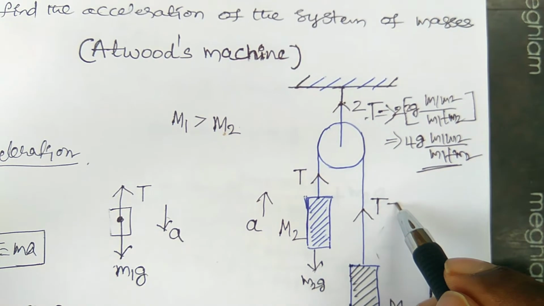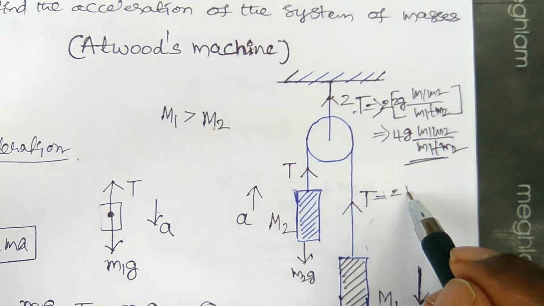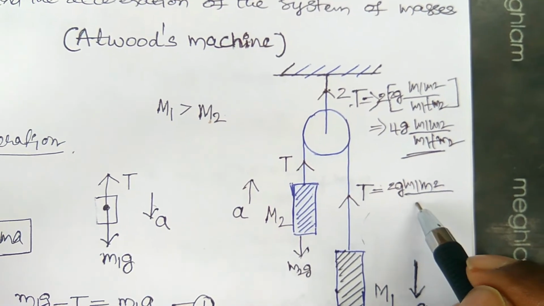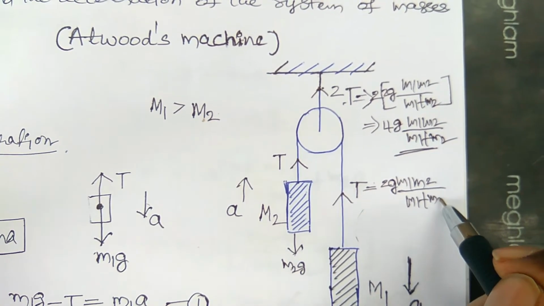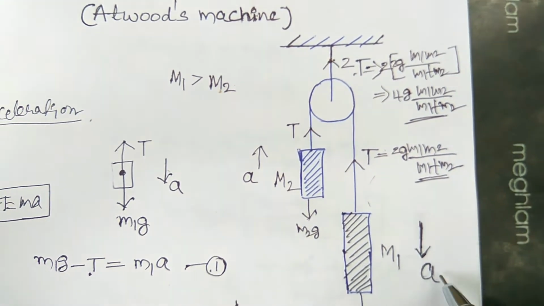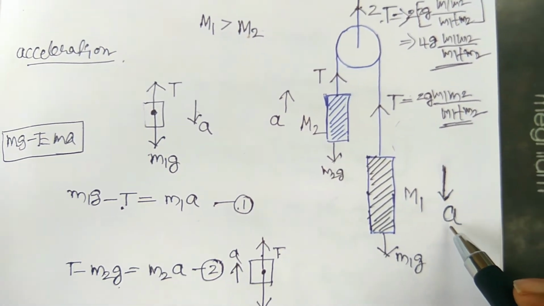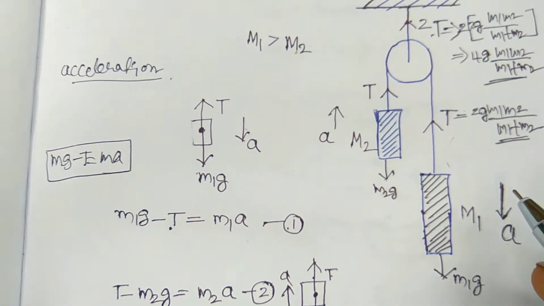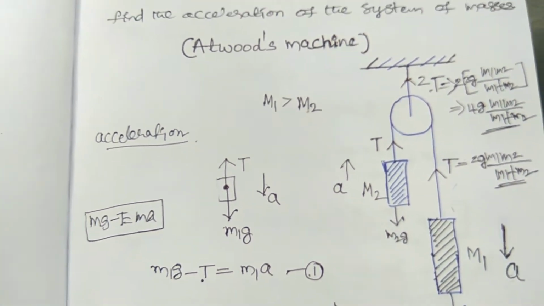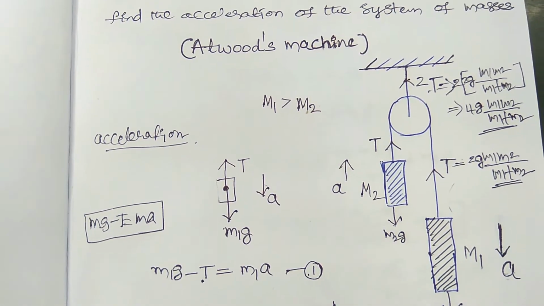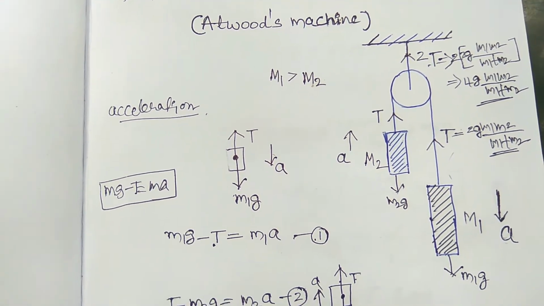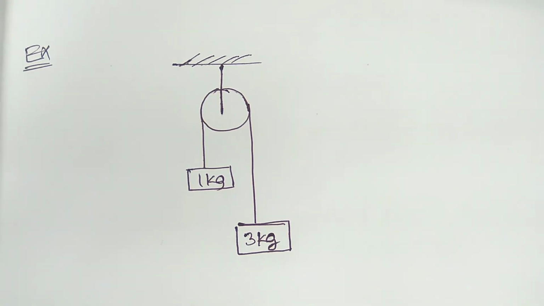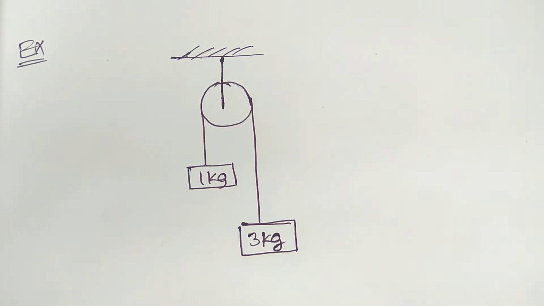Here the tension is T = 2g·m1·m2/(m1 + m2). So this is the tension. The acceleration is a = g(m1 − m2)/(m1 + m2). So this is the Atwood machine, where we can easily find the acceleration of the system and the tension in the string. Now let us see an example.